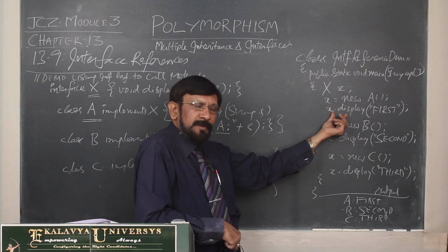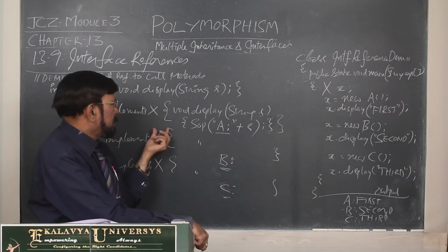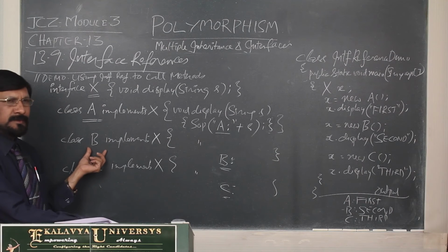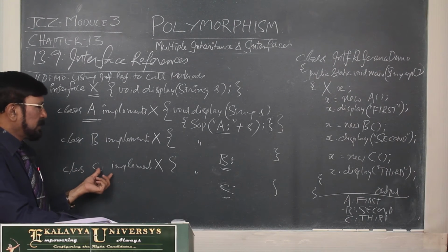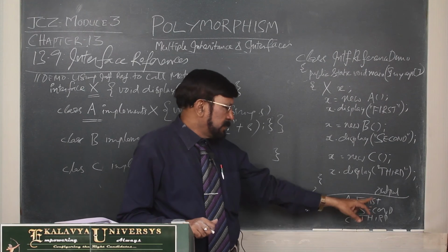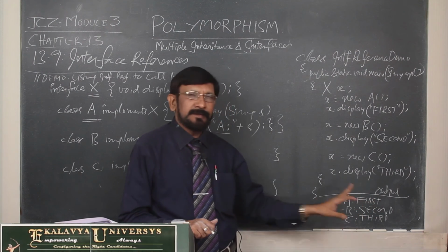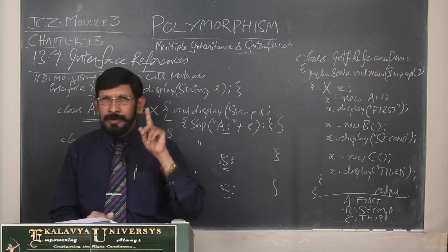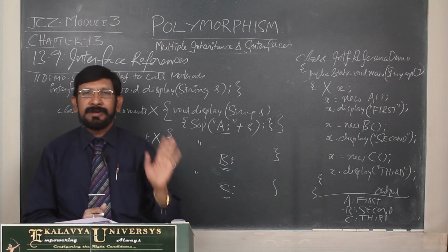This is the method of the first implementing class, that is A, this is the second implementing class B, this is the third implementing class, and finally you see the result: A first, B second, C third. So, the class should implement the interface, otherwise it leads to an error.